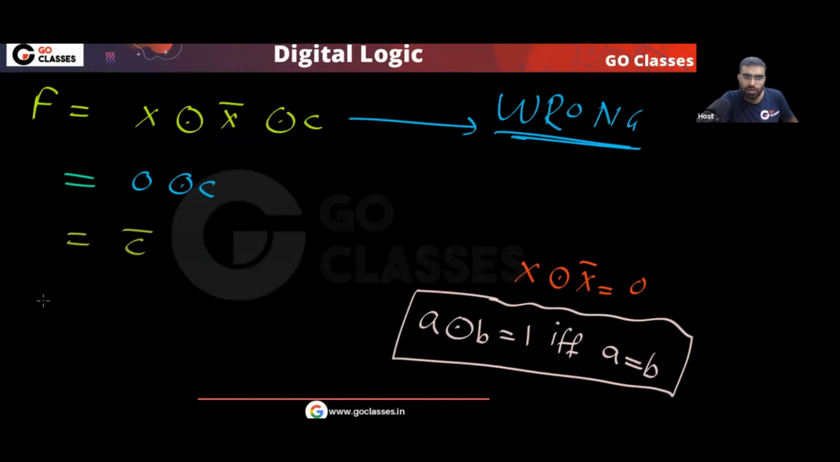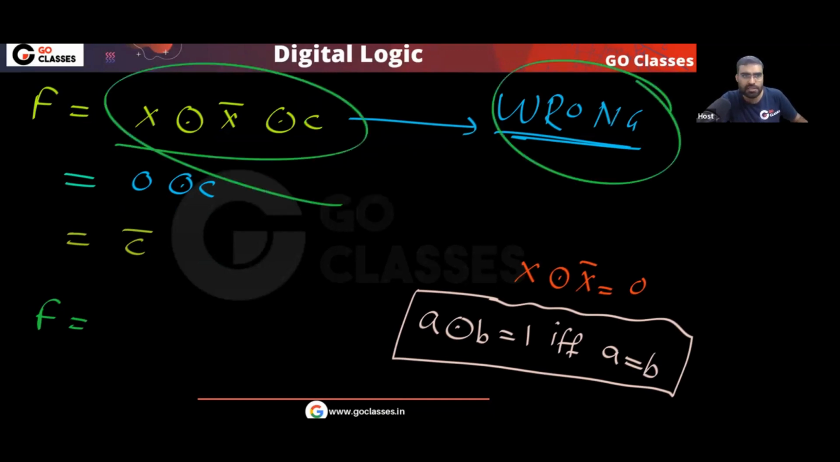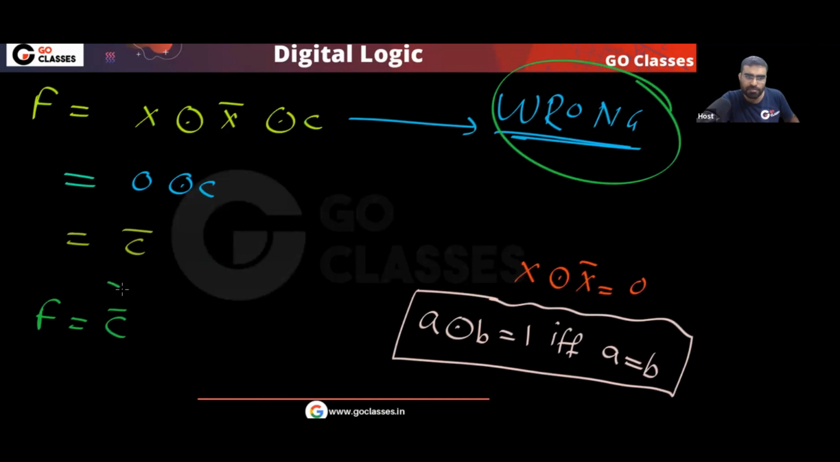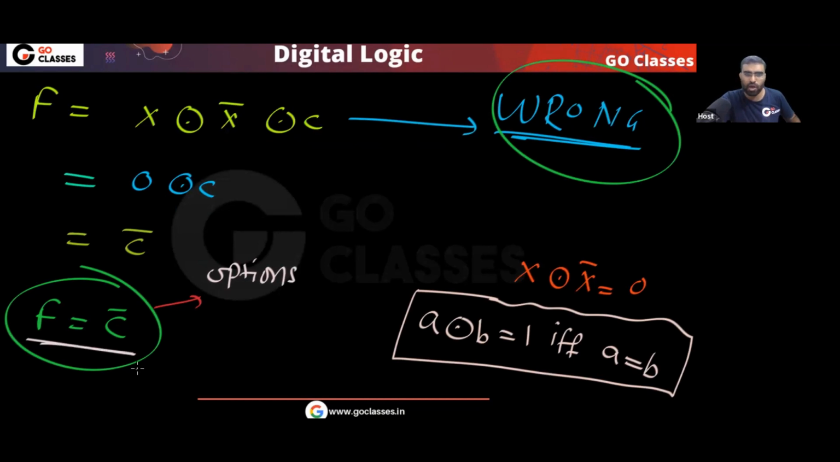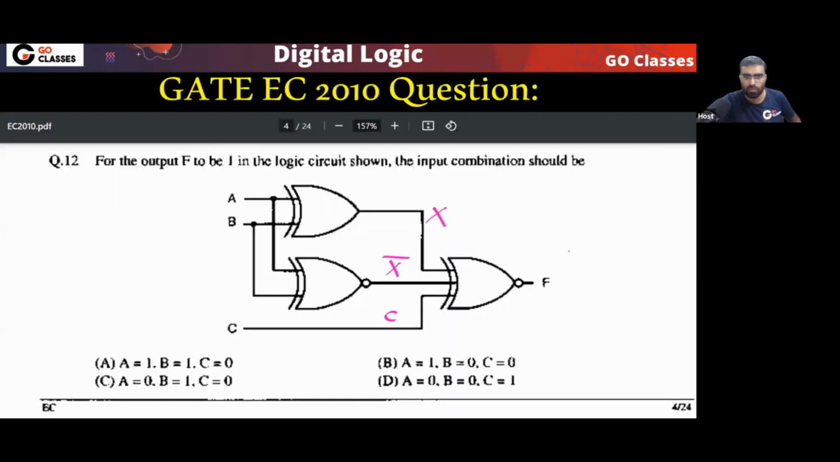So what you got is F equal to C complement, if you do it like this, which is wrong. But if you do it the correct way, then F will also be equal to C complement. Now tell me which options will be correct. F equal to C complement, so F will be 1 if C is 0.